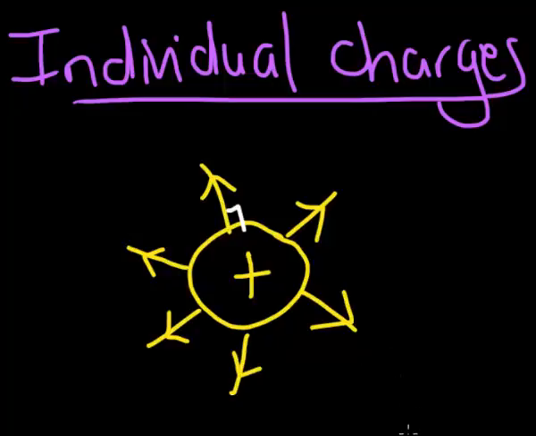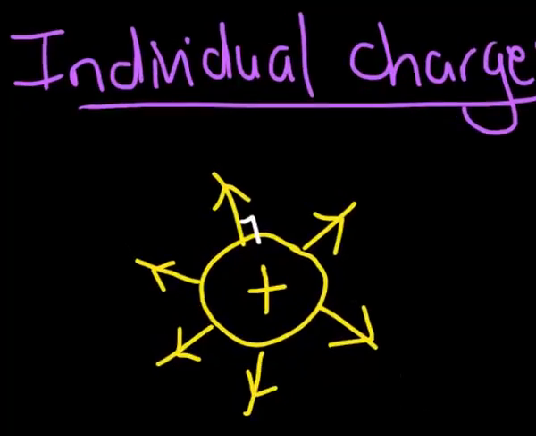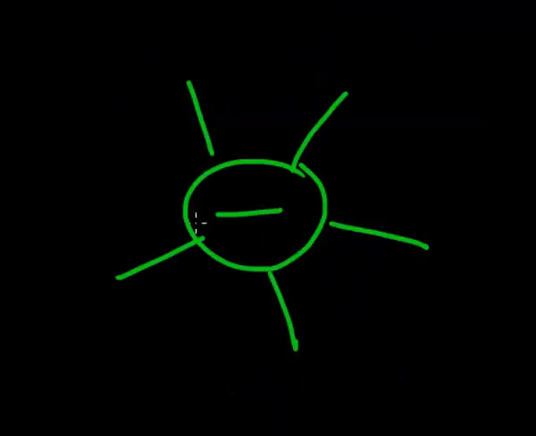Now let's take a look at how the negative charge would look. For my negative charge, they will also be radiating, but now our direction is towards the negative. So that means my electric field lines must be pointing towards my negative charge.